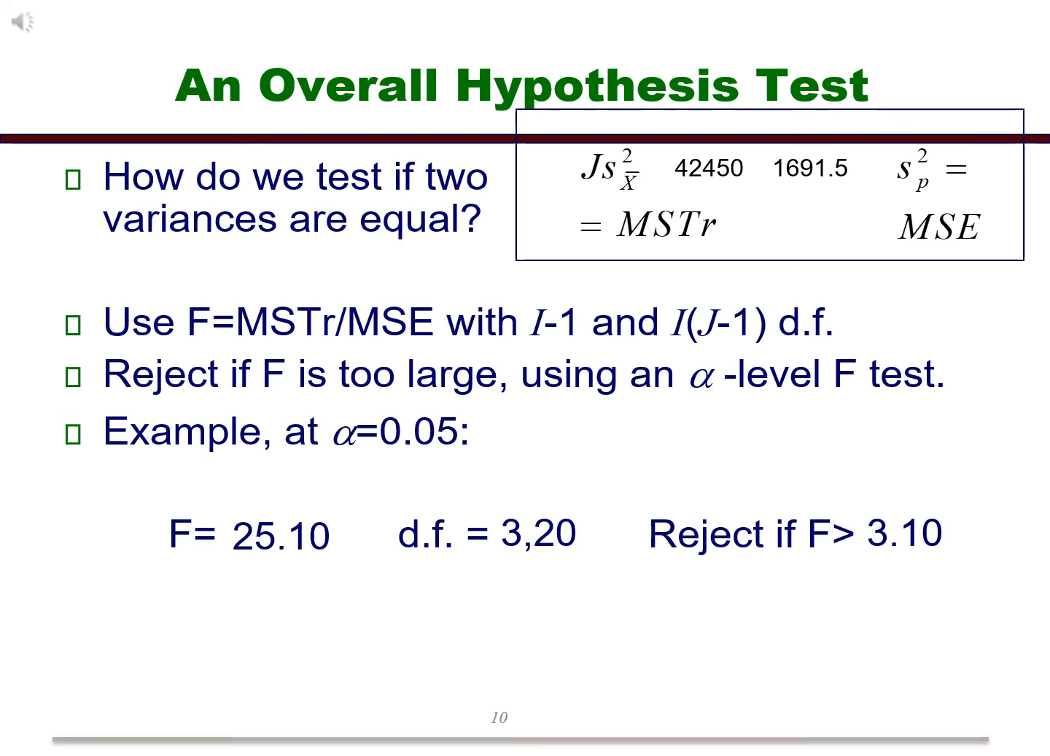We'll reject the null hypothesis that all the means are equal if our calculated F statistic is greater than 3.10. Our F statistic is 42,450 divided by 1,691.5, which equals 25.10, which is certainly greater than 3.10. Therefore, we reject the null hypothesis.